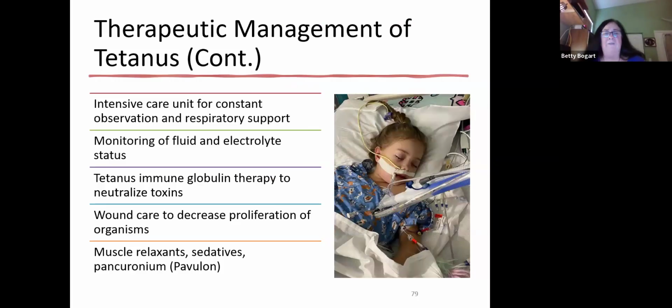So we're going to have them in there for respiratory support. Because of that crunching of the neck, they can't breathe. So what do you do for an immobilized child? Fluid electrolyte balance, making sure they're okay. We're going to be giving their meds, that immune globulin therapy, whatever it is. And of course, cleaning that wound.